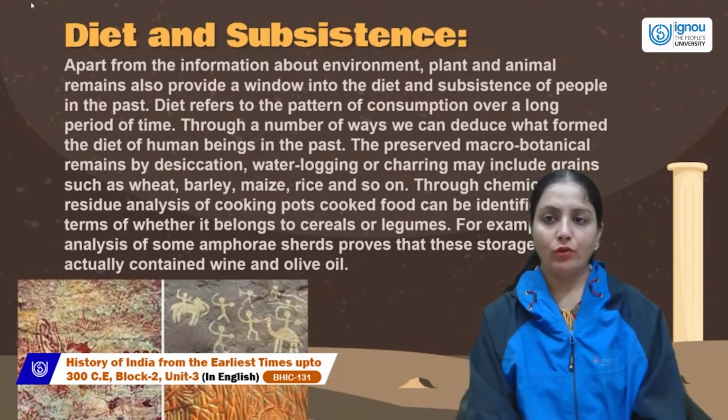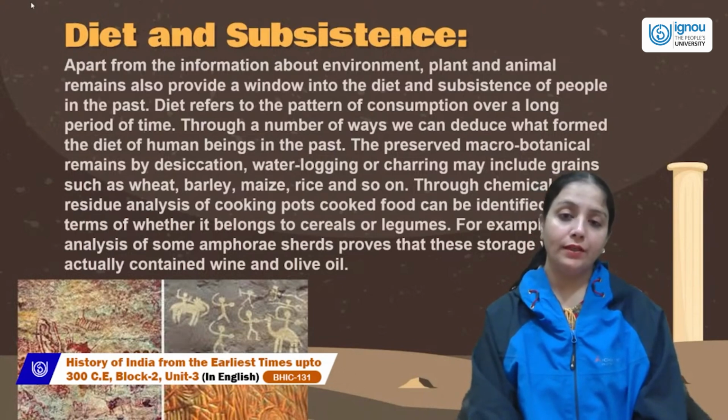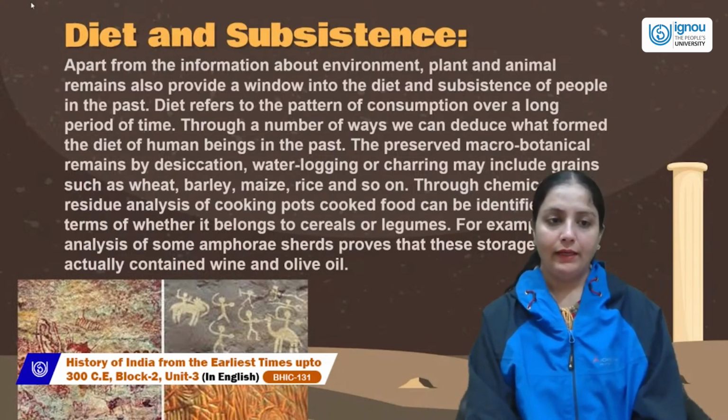The preserved macro-botanical remains, by desiccation, waterlogging, or charring, may include grains such as wheat, barley, maize, rice, and so on. They used to char those things. Through chemical residues, analysis of cooking pots, cooked food can be identified in terms of whether it belongs to cereals or legumes. For example, analysis of some amphora sherds proves that these storage vessels actually contained wine and olive oil at that time, as you have seen in the picture.